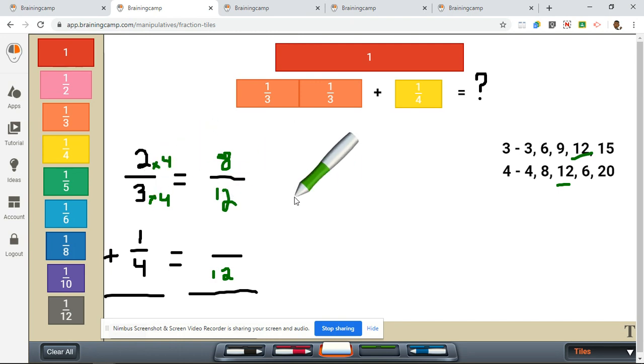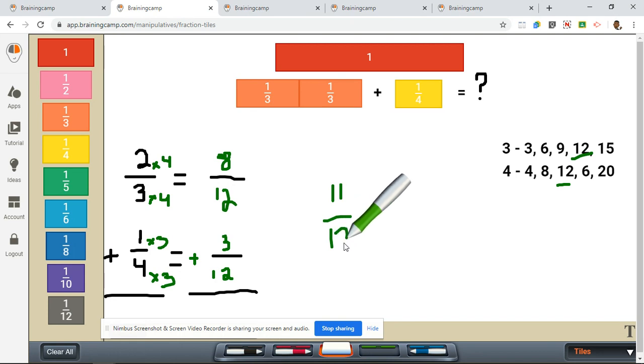All right. Next, I would do the same thing for this one. How can I get from 4 to 12? Well, I'm going to multiply the denominator, the bottom number, by 3. Therefore, what you do to the bottom, you guessed it, you do to the top. 1 times 3, of course, is 3. So now I have 8 twelfths, and I'm going to add 3 twelfths to that. That, therefore, is going to give me 11 twelfths.